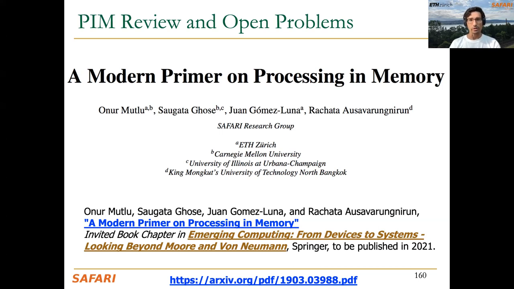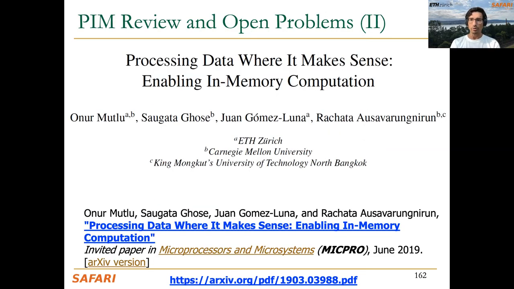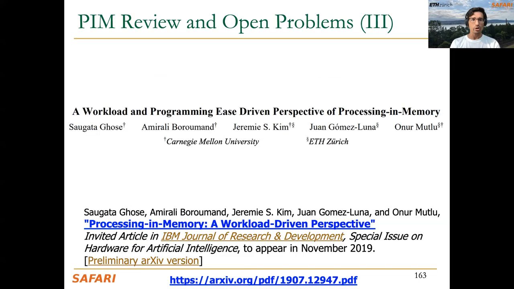Here you can find a link to the version from 2021, but we are preparing a new version that we will release soon with some interesting updates. Some of them have been presented in this course, but they will all be summarized in a nice manner in the book chapter. Here you have the table of contents and the beginning of the introduction of this book chapter. This is the shorter version in MicPro. This is the other shorter version in the Journal of Research and Development.